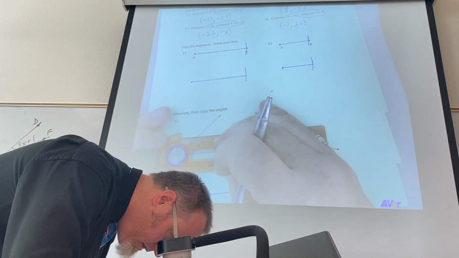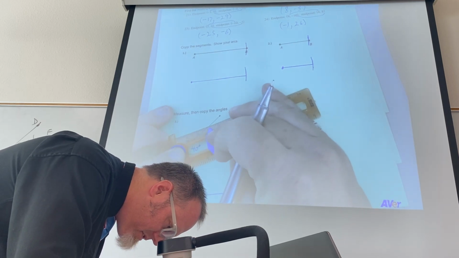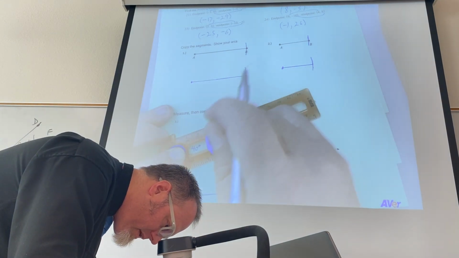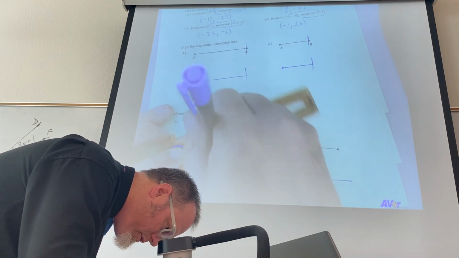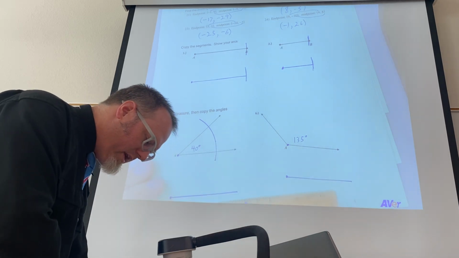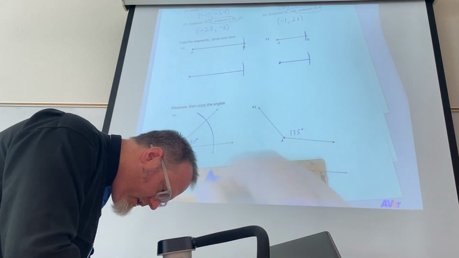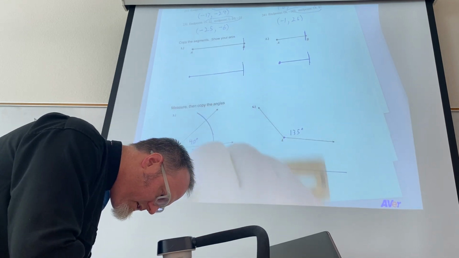So I put my center on my vertex. I come out just kind of here in the middle. Doesn't really matter that much where. Just got to have enough room. I make an arc that goes through both of my rays. And then I come down here and I'm going to copy that arc.